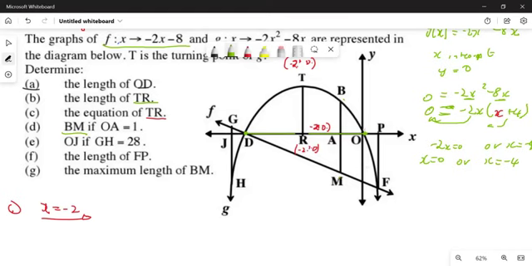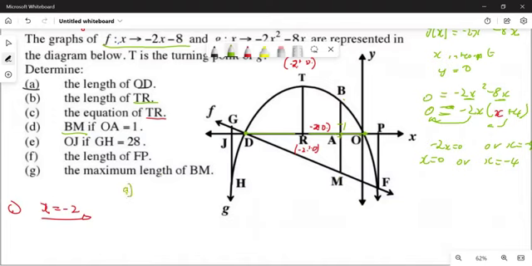BM. We are told OA is 1. So if they told us the length of OA is 1, it means they are telling us there's -1 here. We are on the negative side. So they are saying the distance from here to here is going to be equivalent to -1. Jane, can you come back for this one? So how do you approach this one then?